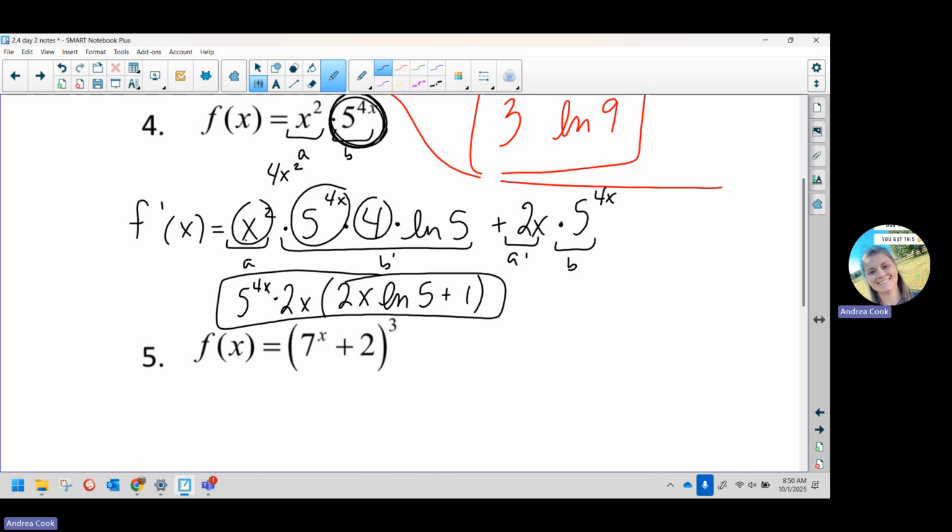Because in this term, I took the 2x out front and then the 5 to the 4x out front. And since they were both out front, I just put a 1 in there as a placeholder so that whole term didn't disappear.